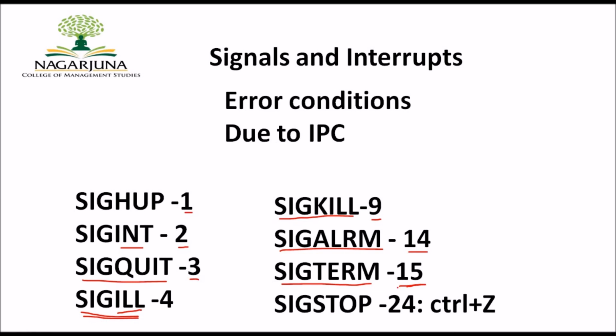Now if I would like to stop the process itself, then I'm going to make use of SIGSTOP, whose signal number is 24, or it can also be achieved by just pressing Ctrl+Z.